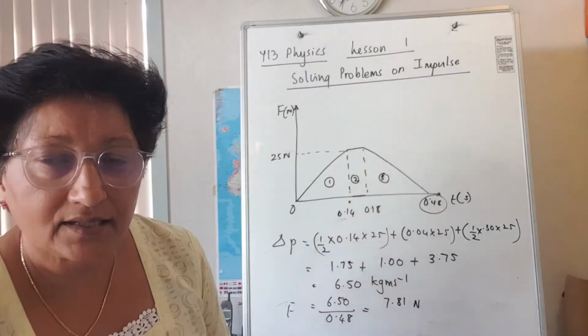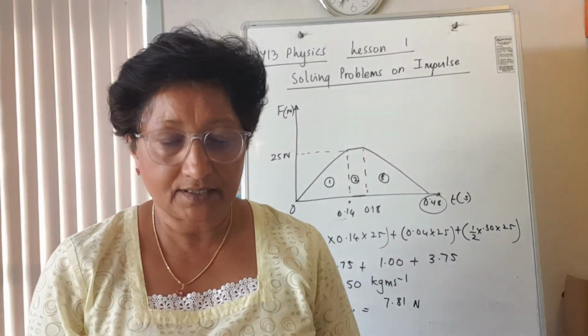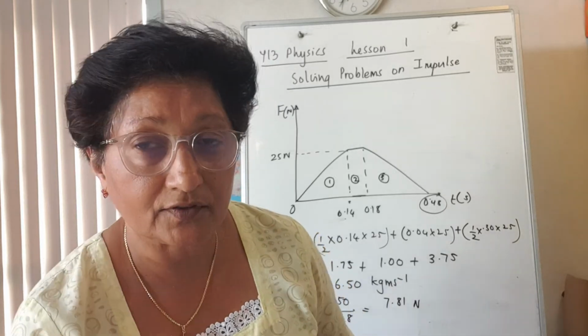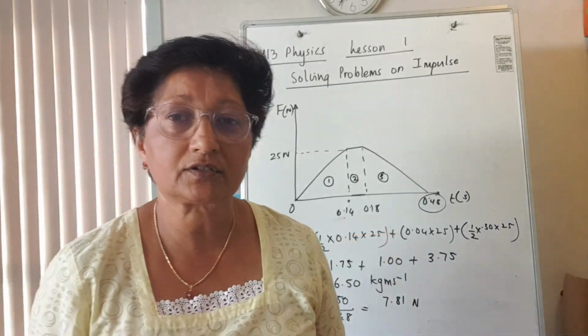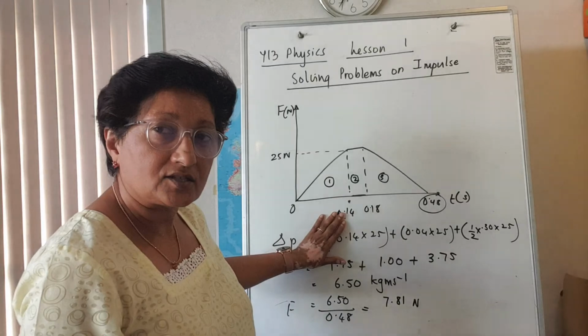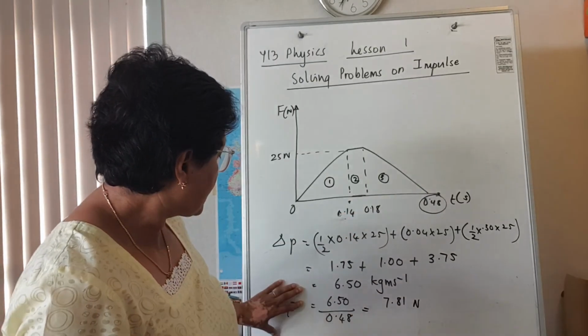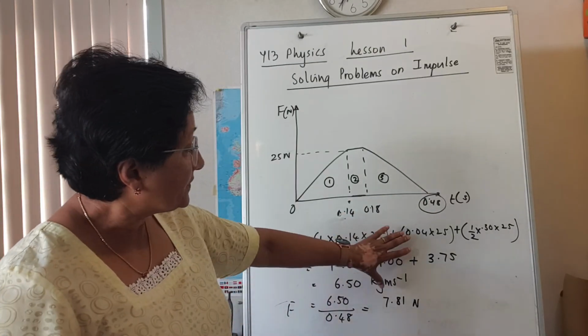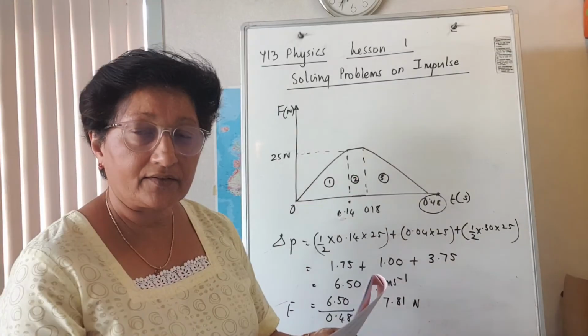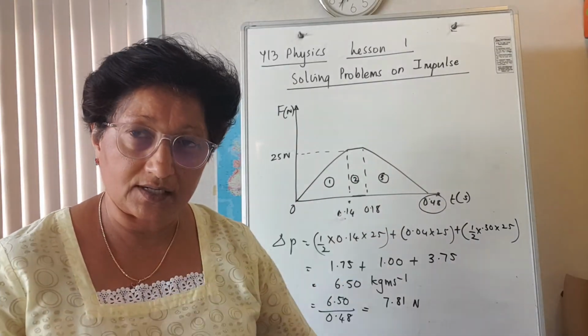Okay, so that's how you do these questions. Just reiterating, if the force is constant, then you can use the formula. But if the force is changing, then you can get the average force if you get the change in momentum from the area under the graph divided by the total time.